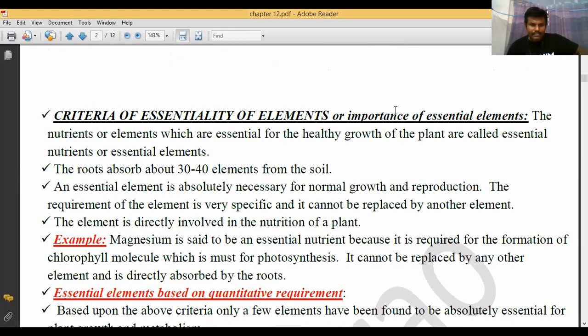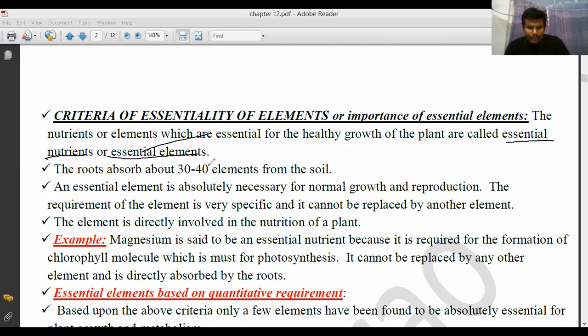Okay, that's the next criteria, the essentiality of elements, or the importance of essential elements. What is the importance of essential elements? See, the nutrients or elements which are absolutely essential for the healthy growth of the plant are called essential nutrients or essential elements.